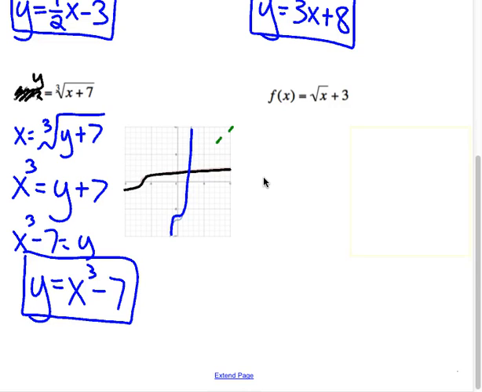But again, the thing that I find interesting is notice that perfect mirror image. Notice how it perfectly reflects across that line y equals x.